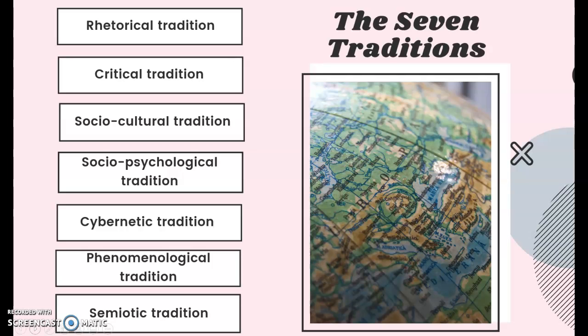He used this knowledge of trying to get a cohesive understanding of communication across the various disciplines to divide communication theories up into 7 traditions. These traditions are the rhetorical tradition, critical tradition, sociocultural tradition, socio-psychological tradition, cybernetic tradition, phenomenological tradition, and the semiotic tradition.